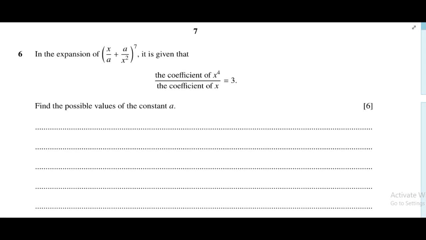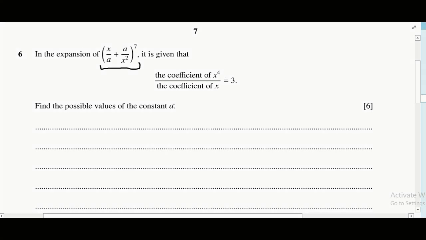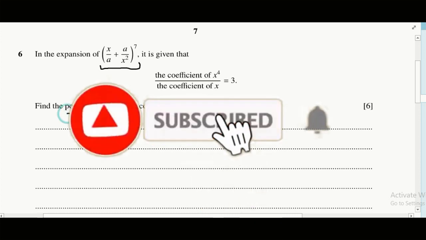Today we will be doing a question of binomial expansion from the AS Math 9709 February March paper. In this question, we are given the expression (x/a + a/x²)^7, and when we expand this expression and divide the coefficient of x⁴ by the coefficient of x¹, we get 3. We need to find the possible value of a.